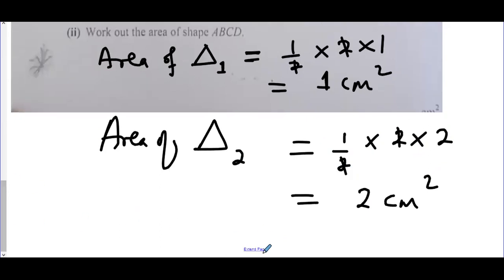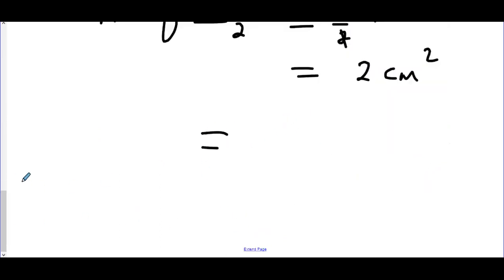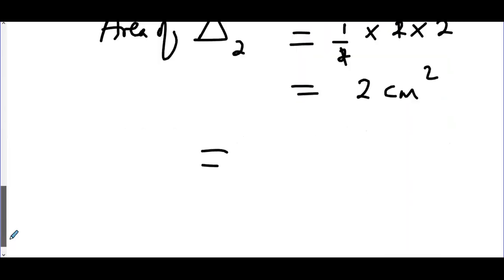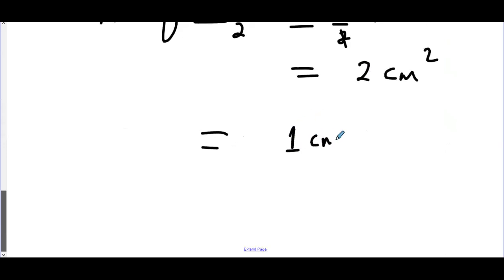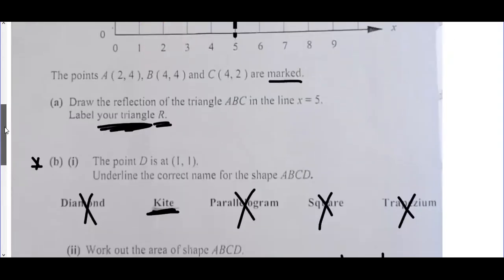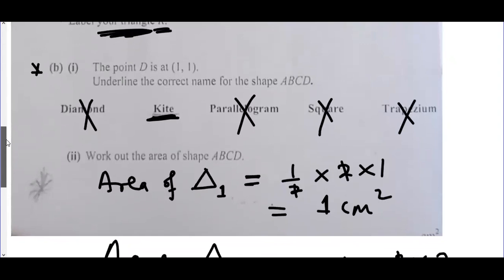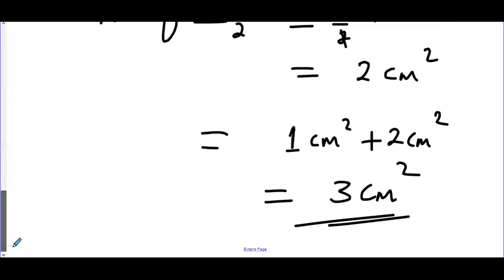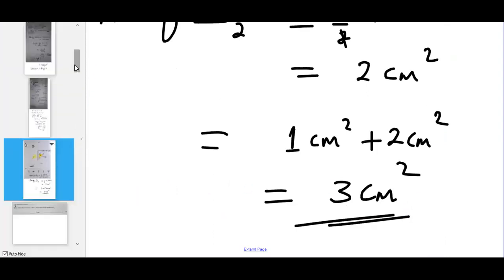So the total area here will be equal to the area of this triangle plus the area of the other triangle. So the total area will be 1 centimeter square plus 2 centimeters square, which is equal to 3 centimeters square. All right, so far so good. So we got the area of the shape ABCD. The area of this shape ABCD, which is this kite, will be equal to 3 centimeters square. All right. Let me see if I can proceed with the next question.